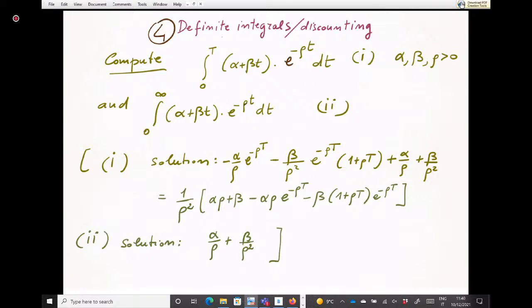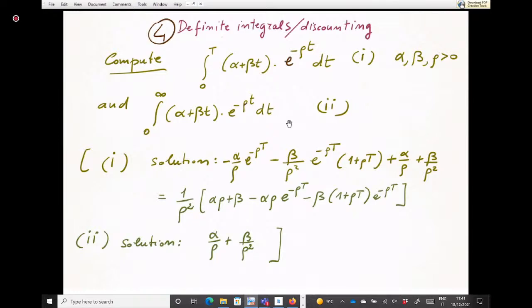Okay, here there is an example of a definite integral with discounting. I remember that we already solved one of these numerically, so one where the parameters were specified as numerical values. You can follow the slides and try to do the same in two different ways. This is an integral between 0 and capital T, or between 0 and infinity, of a linear function of t times exponential of minus rho t.